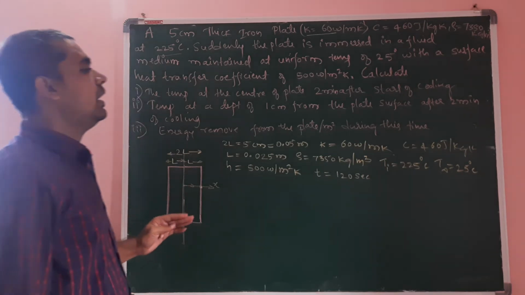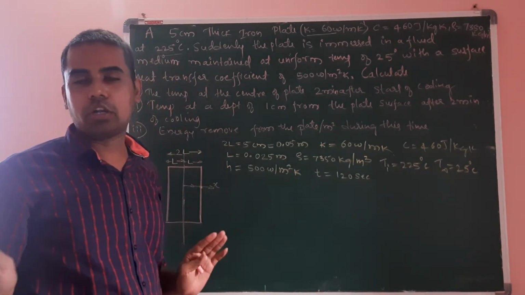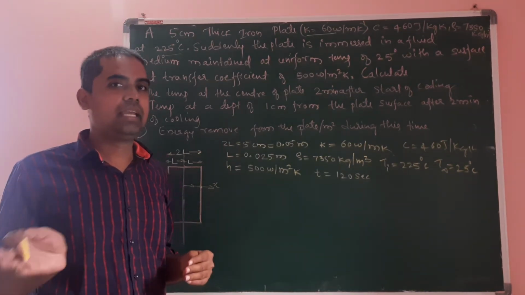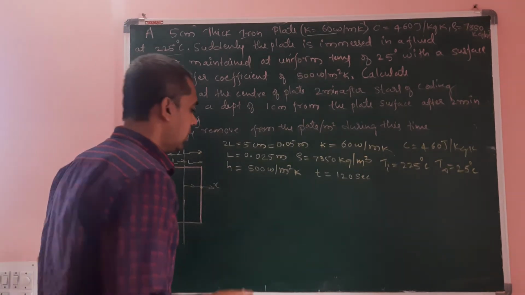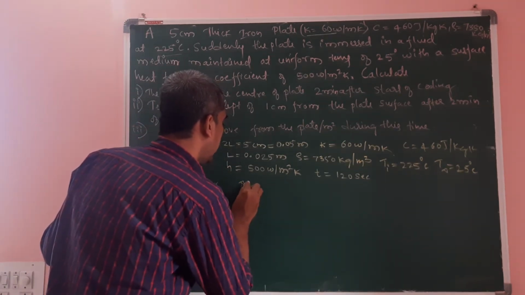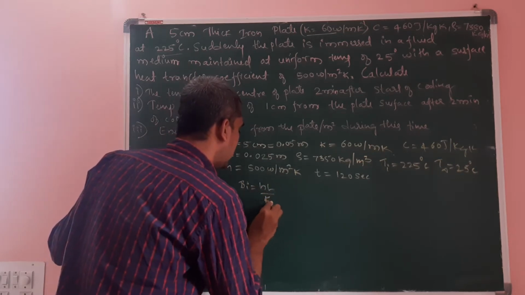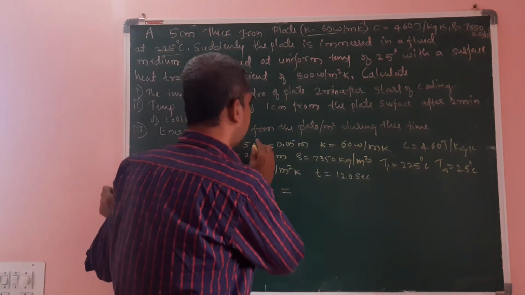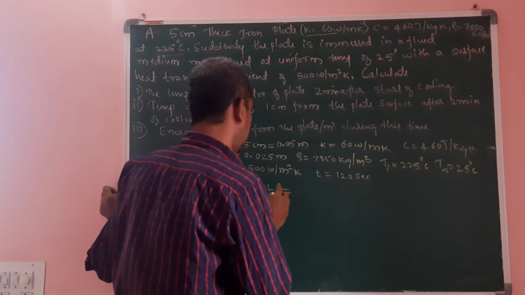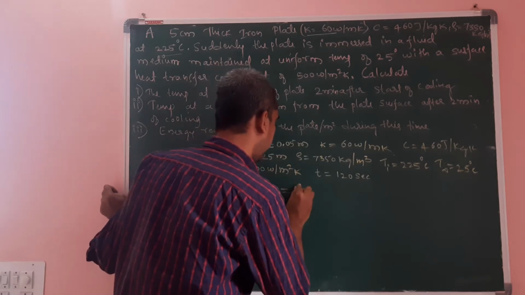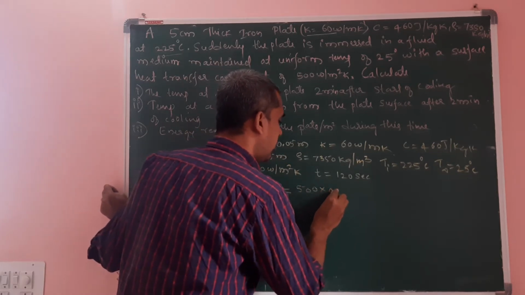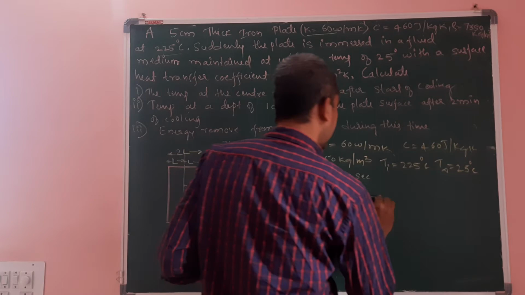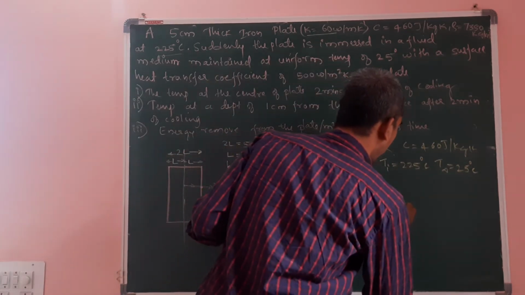First, to calculate this, we need to calculate the Biot number. By the Biot number, we will come to know whether we can use the lumped system or not. Therefore, I will calculate the Biot number. Biot number is equal to HL divided by K. Here H is equal to 500, L is equal to 0.025, and K is equal to 60. 500 into 0.025 divided by 60, you will get the Biot number as 0.21.